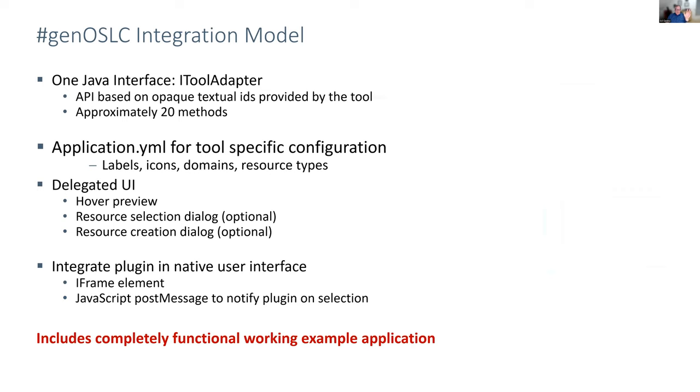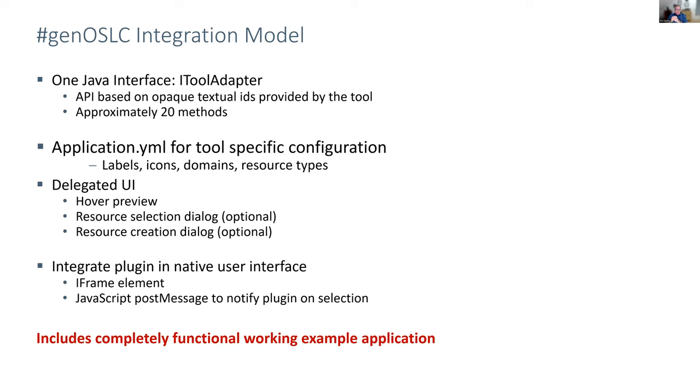So a little bit more detail on the integration model. As I mentioned before, one single Java interface. I'll give you a little bit of a hint of what the flavor looks like in a minute. The API is based upon opaque textual IDs provided by the integrated tool, so you don't have to mess with URIs. About 20 methods to this tool adapter interface. Again, we estimate it's not a week to get a working prototype.